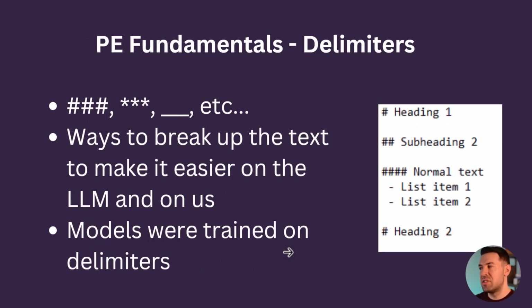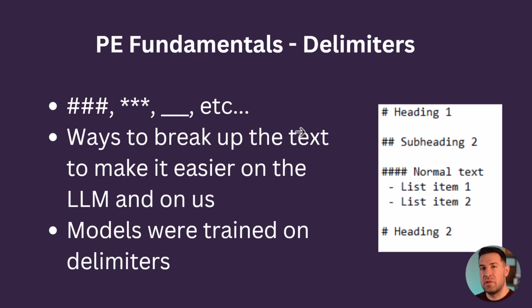The next fundamental is delimiters. You've probably seen these before. Delimiters are really anything that breaks up text into easier to read format. Even things like commas and periods and spaces and things like that are technically delimiters. Usually you'll see them in this markdown format with the number sign or asterisks or underlines, things like that.